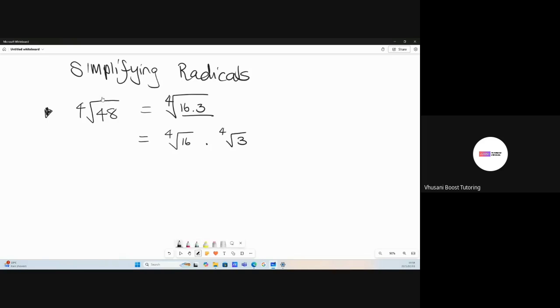The problem with using 24 and 2 is that it will just get you stuck at this point, whereas this part lets you simplify it further, right? So what would be the fourth root of 16? I think it is 2. So 2 multiplied by the 4th root of 3. And that is the final answer.